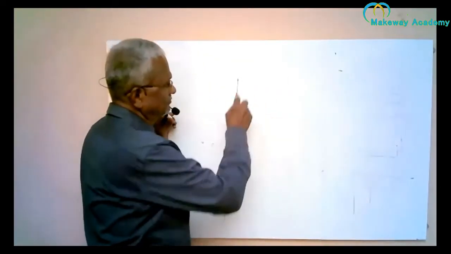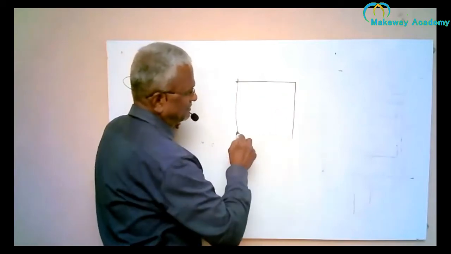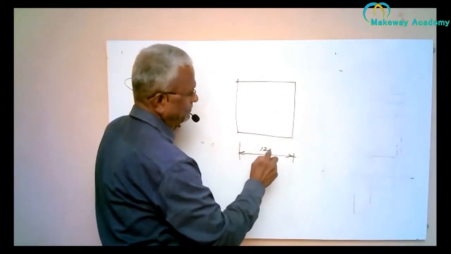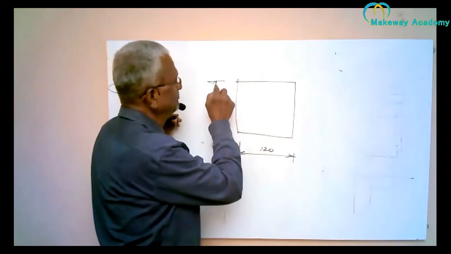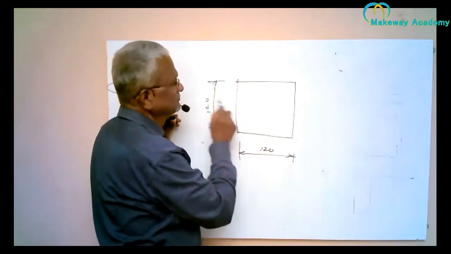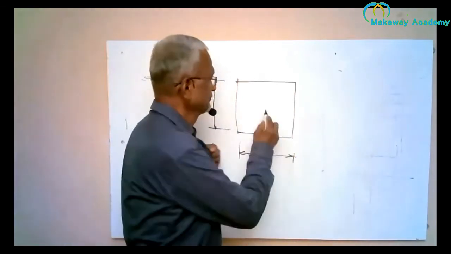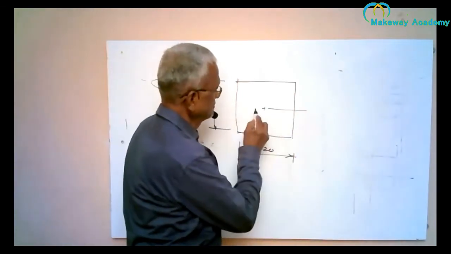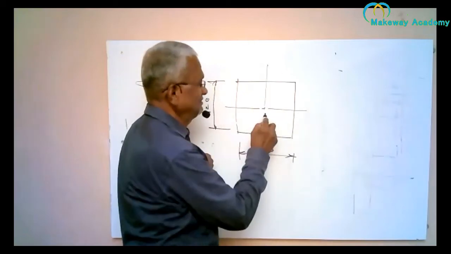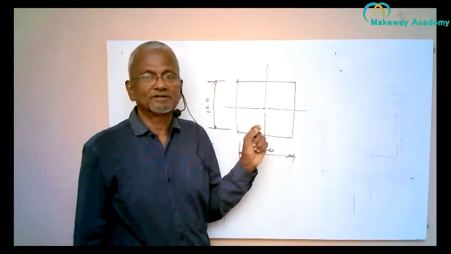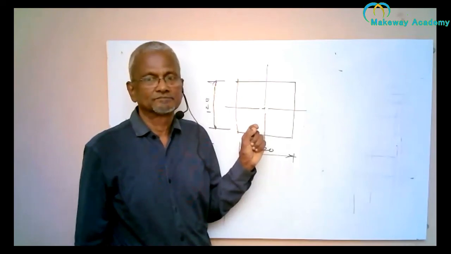So this is the front view. This is 120 by 120 mm. So I have to locate the center. This is the center. These lines are called center lines. They are very, very important in engineering drawing.